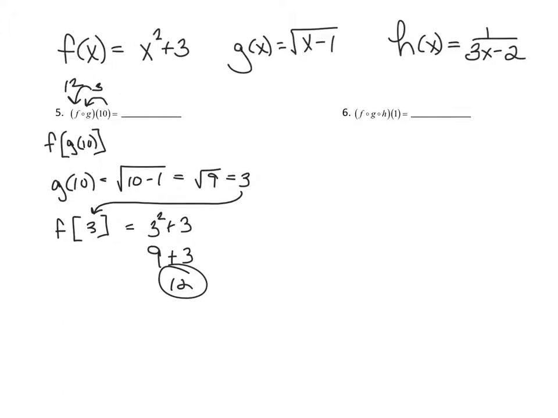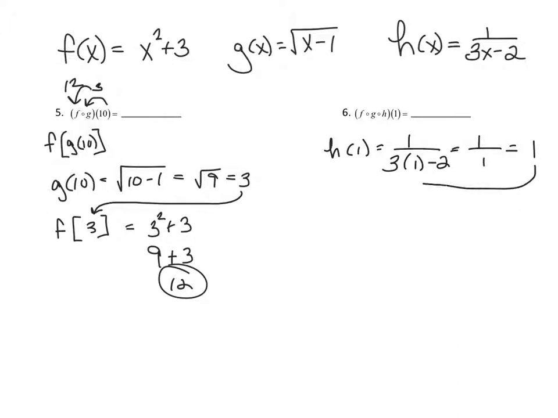Now let's look at number 6. We're doing the composite function, but it involves 3 functions. So we will work from the right back towards the left. So let's start with the function h. Let's find h of 1. So if we look at the top of the screen, h is 1 over 3x squared minus 2. So we'll plug in 1. That gives us 1 over 3 minus 2, which equals 1. So h of 1 is 1.